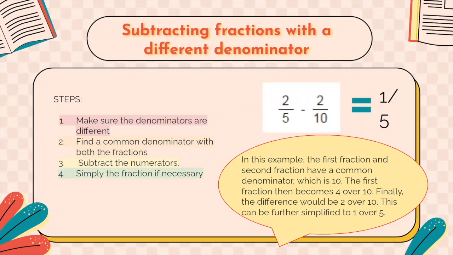Subtracting fractions with a different denominator. The steps for that would be to make sure that the denominators are different, and if they are different, find a common denominator for both of the fractions, and then subtract the numerators, and then simplify the fraction if necessary. In this example, we have 2/5 minus 2/10. The common denominator would be 10. So the first fraction would become 4/10 minus 2/10, which is equal to 2/10. And if we had to simplify it further, it would be 1/5.